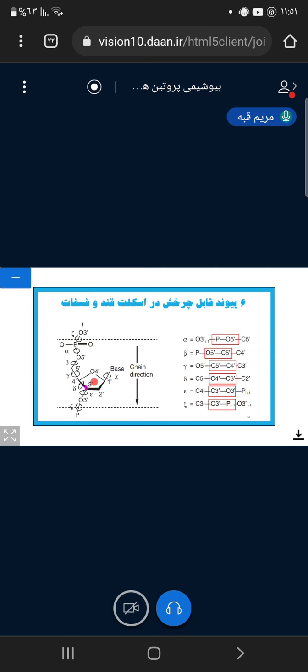Between carbon 3 prime and oxygen 3 prime, there is a bond called epsilon, and it's rotatable.